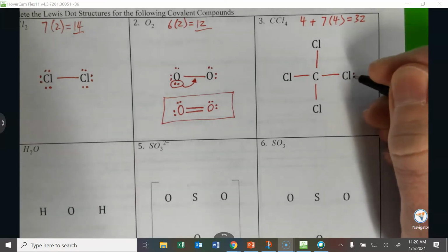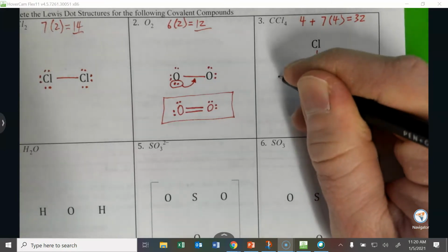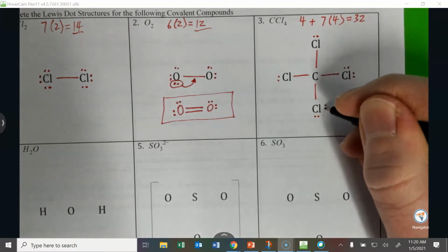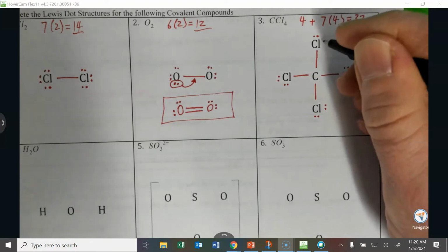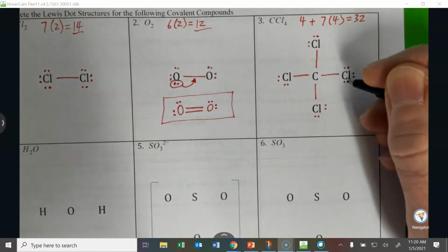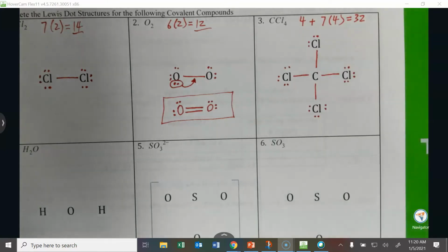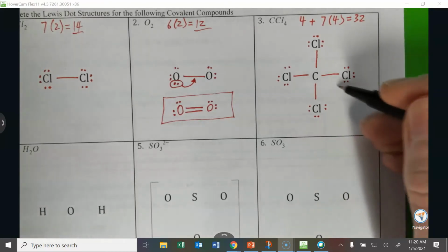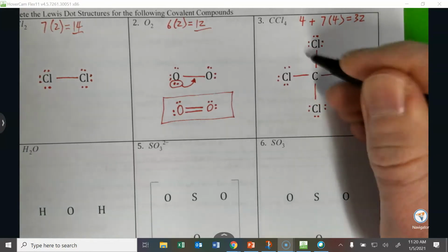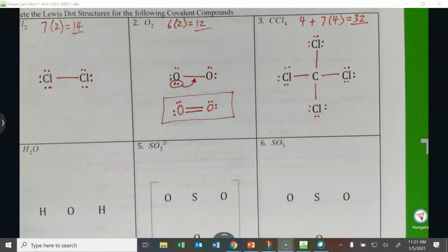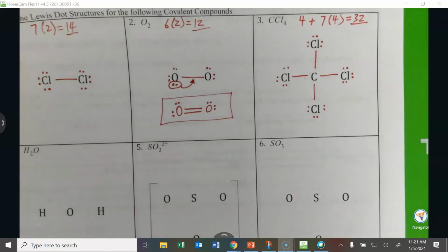So 8, 10, 12, 14, 16, 18, 20, 22, 24, 26, 28, 30, and 32. Each chlorine has 8 valence electrons around it now. Each carbon has 8 valence electrons around it, and we used all 32 electrons. Everyone's happy. This is a complete structure. Let's go on to H2O.